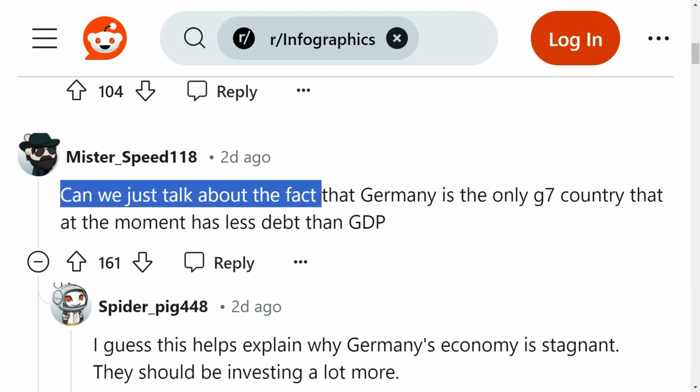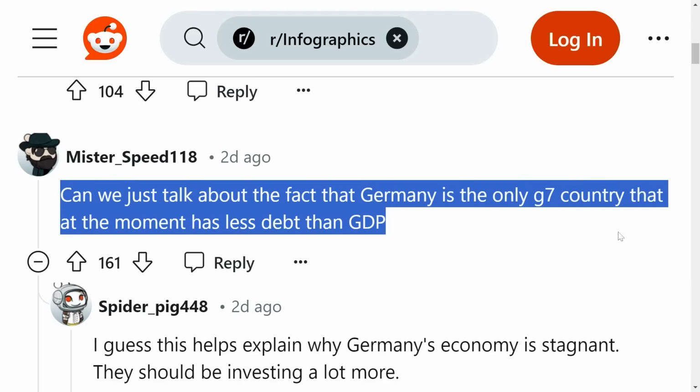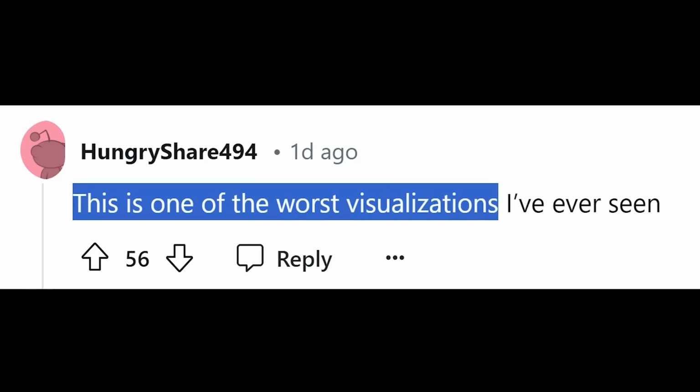Can we just talk about the fact that Germany is the only G7 country that at the moment has less debt than GDP? That's a little bit sad. I will admit the chart is a little bit difficult to read.